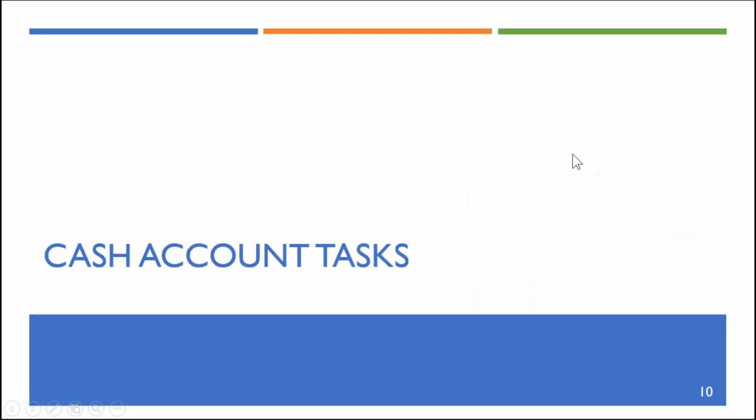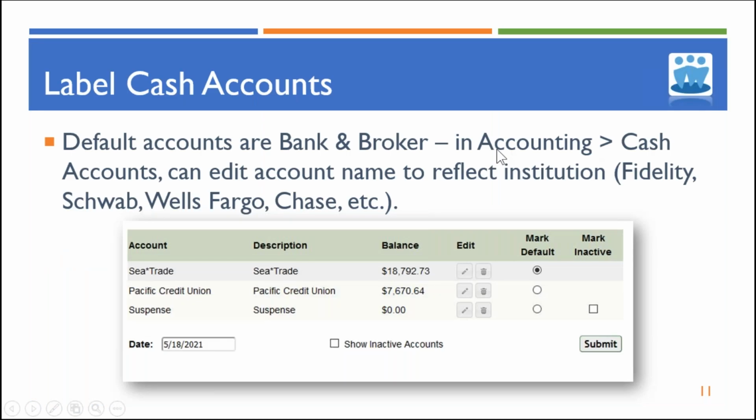Now we're going to talk about the cash account tasks and cash transactions. One of the very useful things that you can do is in the cash account section. So we're in accounting and we're in the cash section. When you click on cash accounts, you can edit the account name. So instead of using the default bank or broker, you could call it Fidelity or Schwab or Wells Fargo or Chase, or whatever the name of your bank or brokerage firm is.